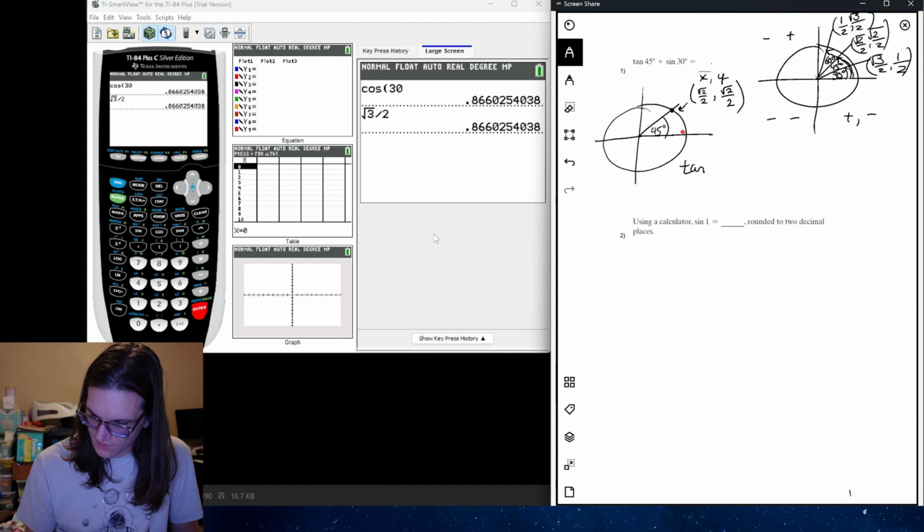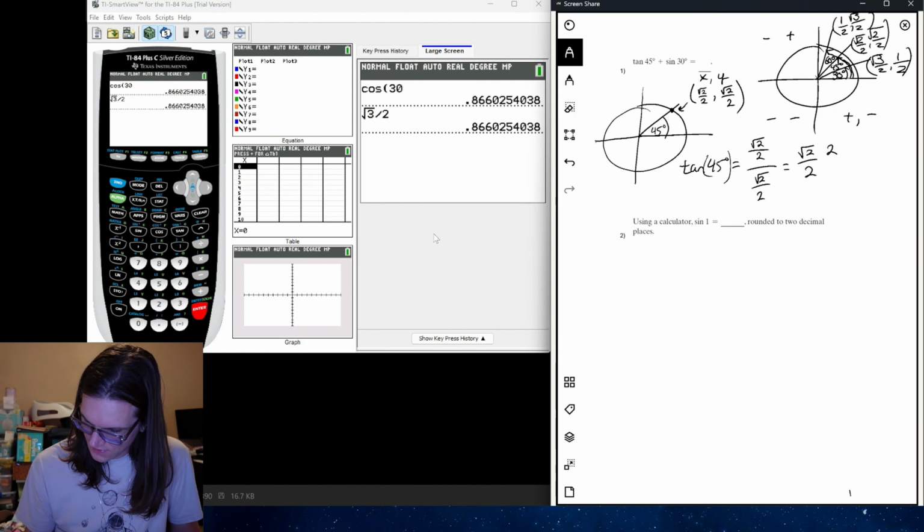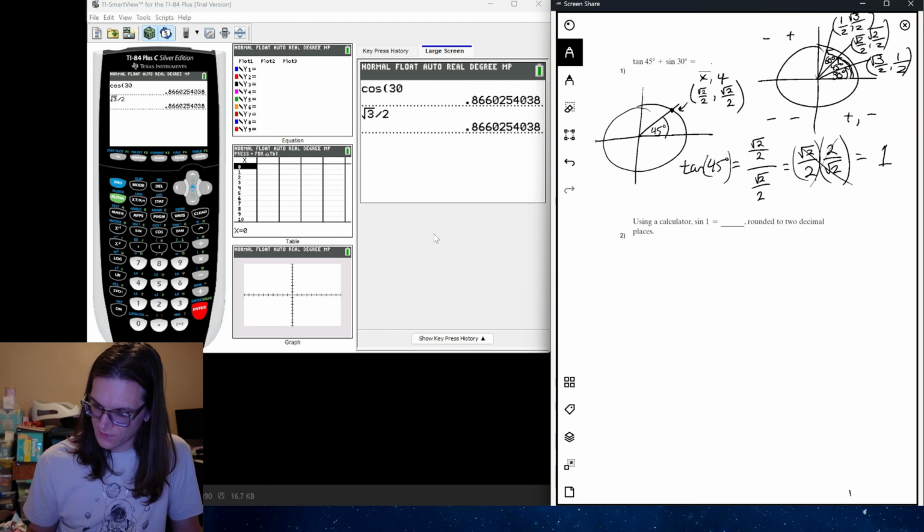That means the tangent of that angle is the y over the x, which is the same as saying this, as I expressed in the previous videos. And if you have this, you have 1, right? The 2's cancel, the square roots of 2 cancel, you're left with 1.